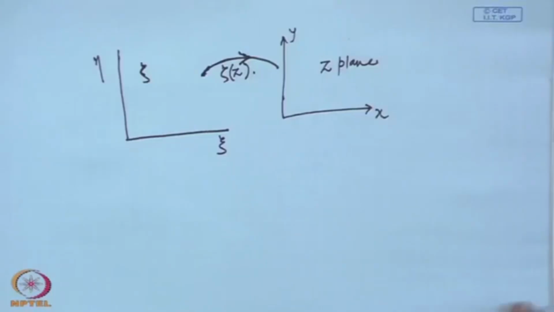Transformation through analytic functions has a very popular name: it is called conformal mapping or conformal transformation. Transformation by an analytic function is called conformal mapping or conformal transformation, and the literal meaning of conformal is angle preserving. That is why this name.